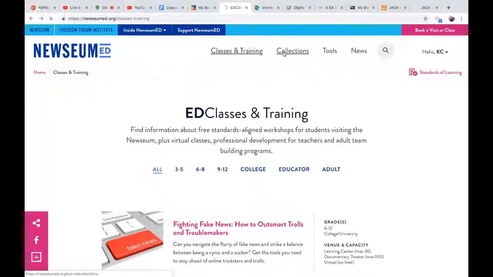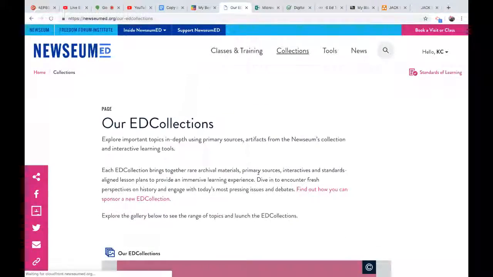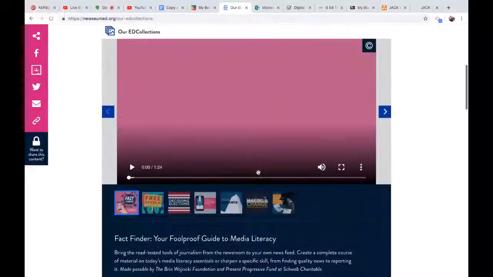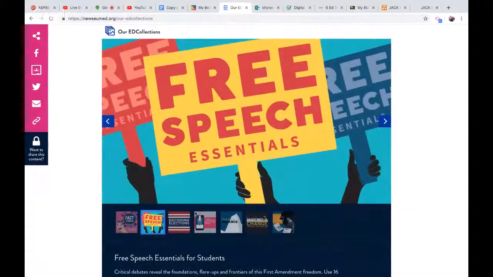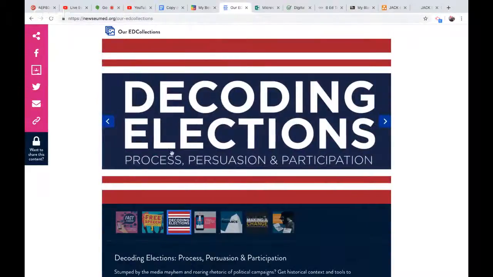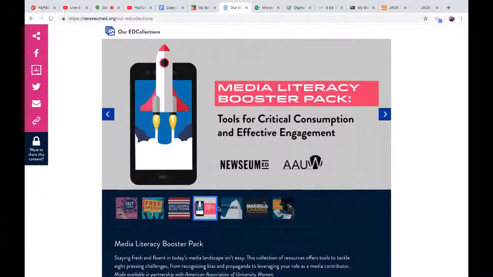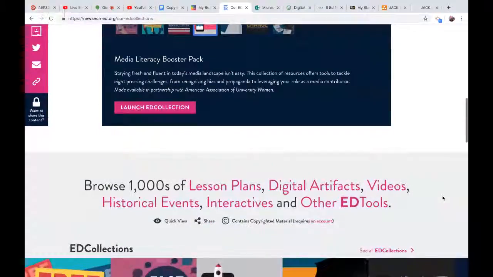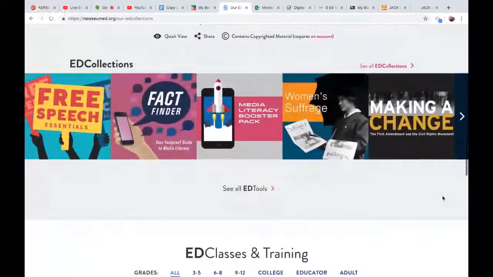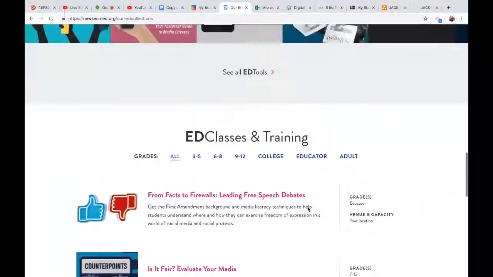You can also go into the collections, and here they've got different things talking about freedom of speech, decoding elections, process, persuasion, participation, stuff like that, a media literacy pack. So these are just different ideas that you can look at and talk about inside your classes as well.